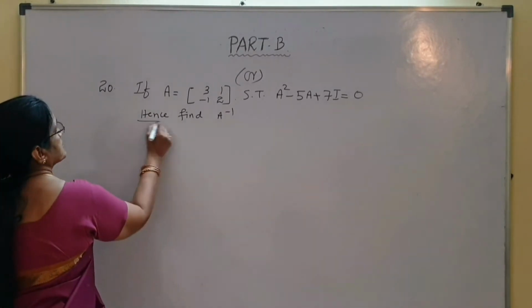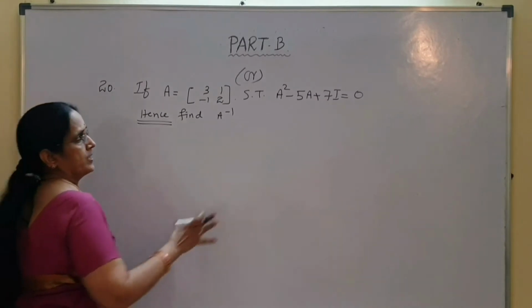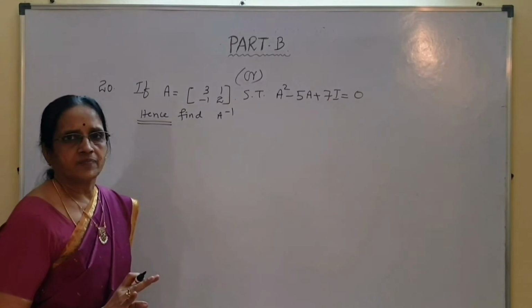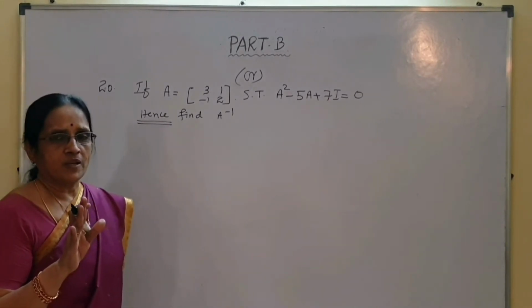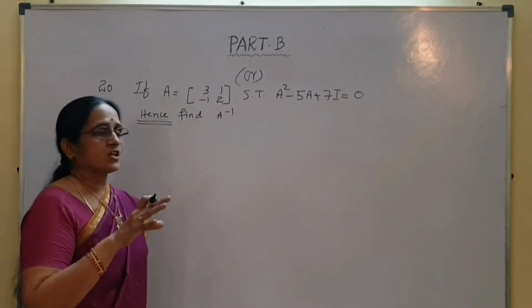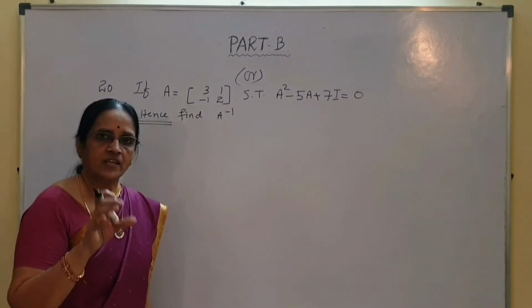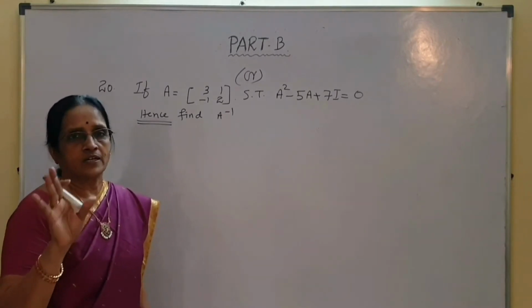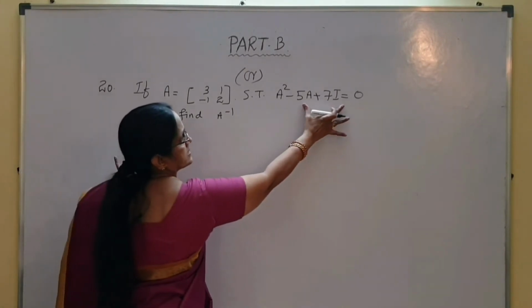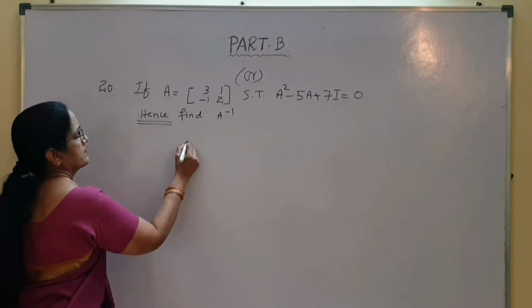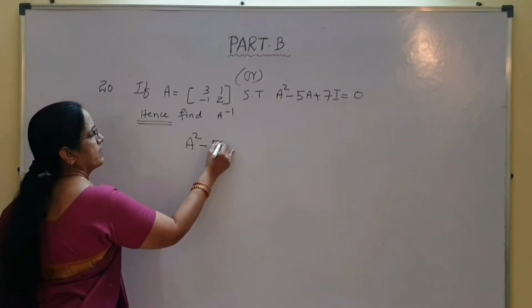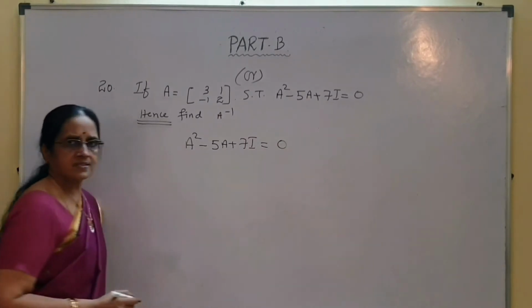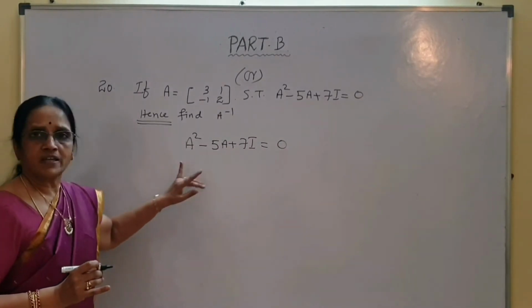So, the meaning of the word hence here is you need to make use of this equation to find A inverse. You cannot make use of the formula A inverse is equal to 1 by determinant of A into adjoint of A. That formula you cannot make use of here. You need to use only this equation. So what do you get? A square minus 5A plus 7I equal to 0 matrix. Multiply both sides by A inverse.